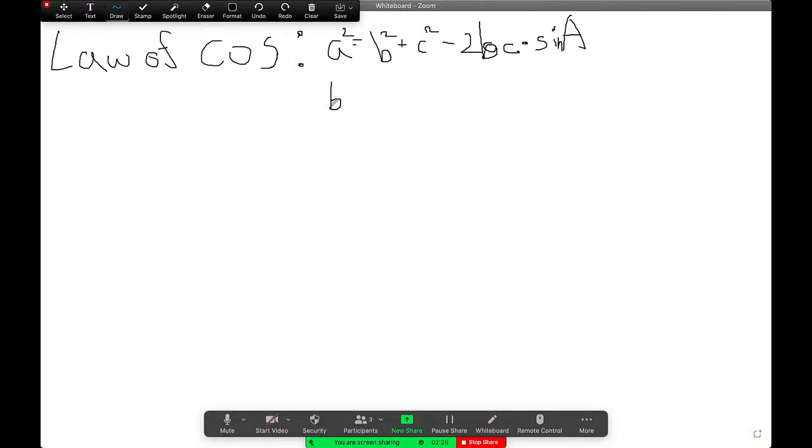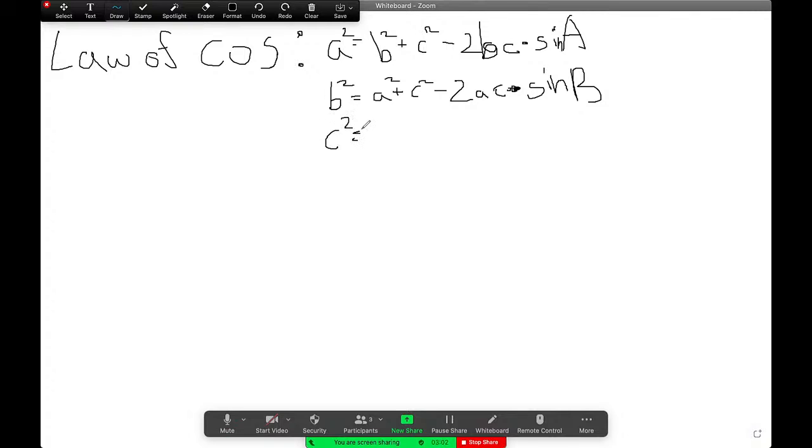If it was side B, then you would have b squared is equal to a squared plus c squared minus 2ac times sine B. And then for C, sorry, this is the most complicated. I wouldn't say that. It's not really. But this is pretty much the most common, kind of.